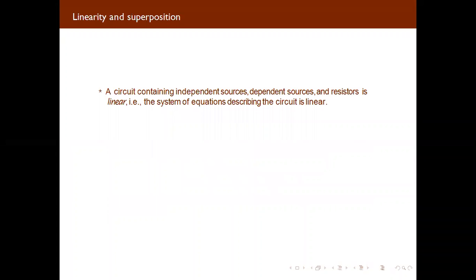Now we are supposed to study about the superposition or the linearity. So we are saying a network is a linear network if a circuit consists of independent sources, dependent sources, and resistors that are linear. That means, if the equations of the system that describe the circuit are in linear form, we say that network is linear.